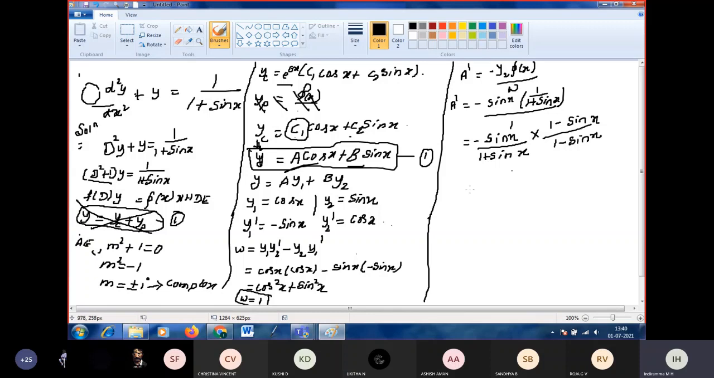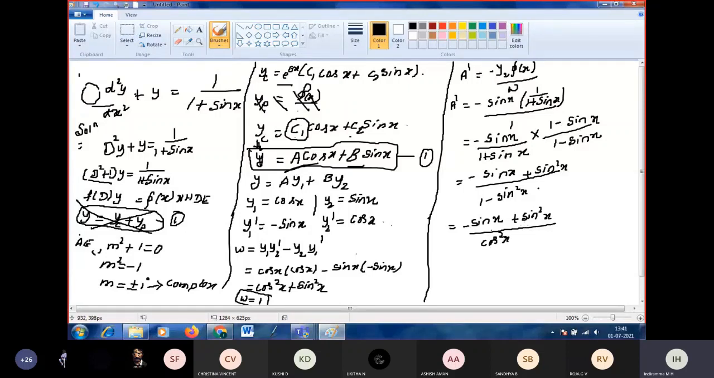1 minus sin x. So minus into minus, plus sin square x, we got, divided by 1 minus sin square x. What is 1 minus sin square x? Cos square x. So minus sin x plus sin square x divided by cos square x.